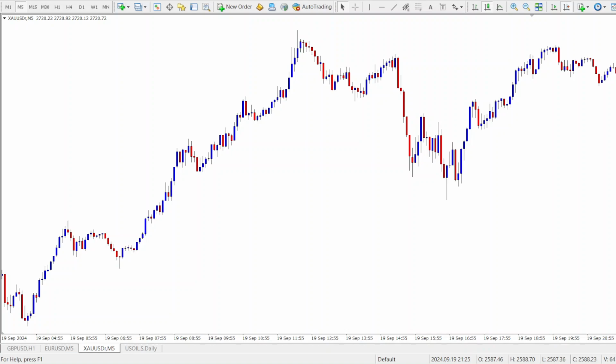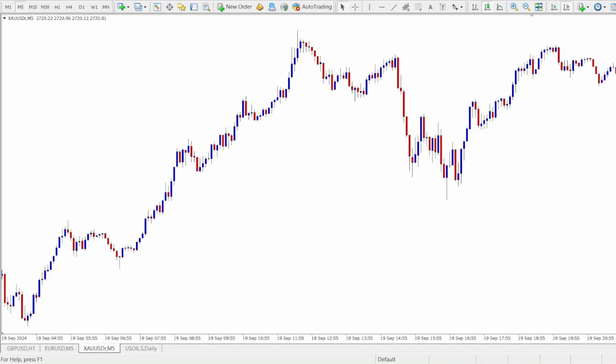In this video, we are going to be looking at a simple yet effective 5-minute gold scalping strategy that you can start using even from today. Now, this strategy focuses on using price action and moving averages to identify quick trading opportunities, manage risk, and maximize profit. So, first of all, you have to set up your chart.